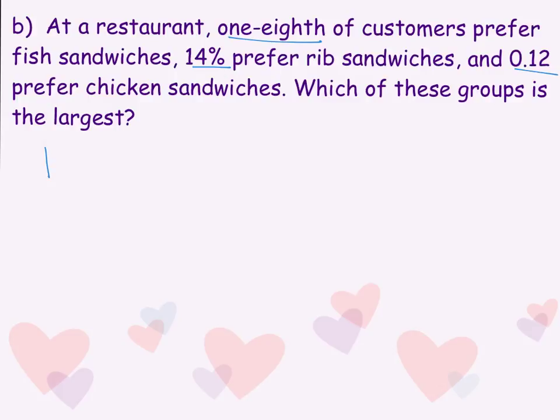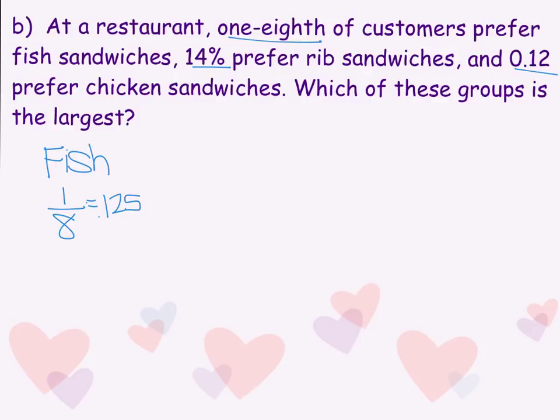Let's start with our fish sandwiches. 1/8 of people liked the fish sandwich. How do I change a fraction into a decimal? By dividing. 1 divided by 8 is, I have to look at my answer key. Oh yeah, 0.125. And I'm just going to write down the whole decimal that is given to me because it ends pretty short.